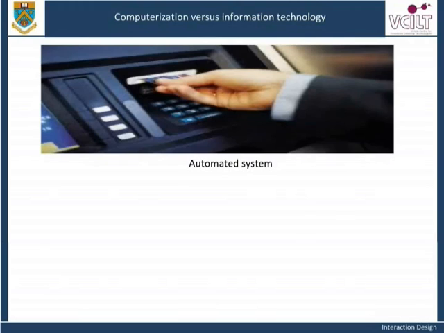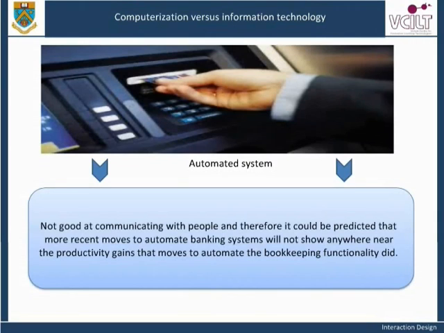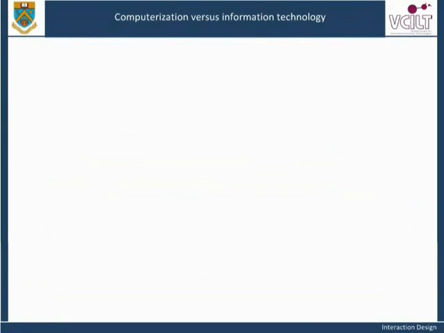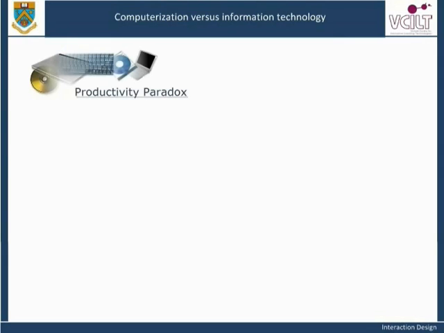However, recent moves have tried to replace these communications by automated systems. Automated systems are not good at communicating with people, not nearly as good as people are, anyway, and therefore, it could be predicted that more recent moves to automate banking systems will not show anywhere near the productivity gains that moves to automate the bookkeeping functionality did. Which brings us back to the productivity paradox.